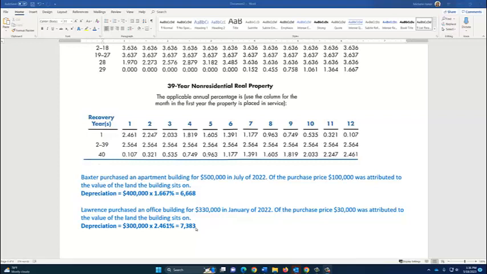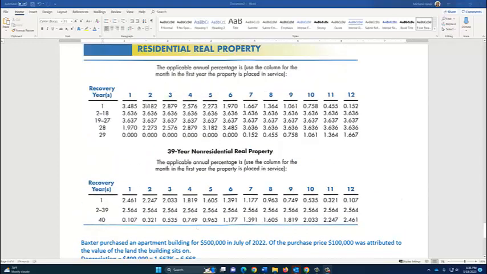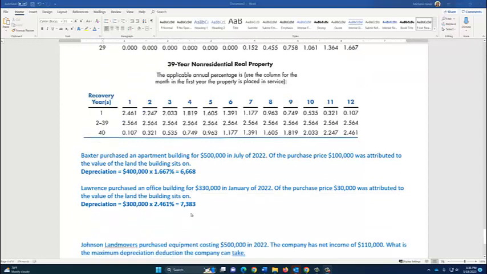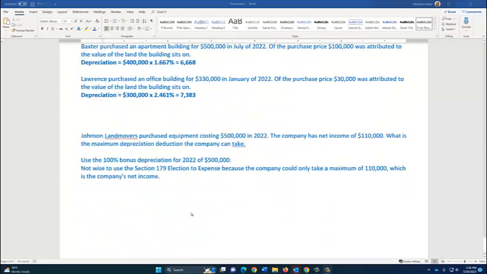So the depreciation on this office building will be $7,383. Remember, we cannot take Section 179 expense elections or bonus depreciation on real estate items. You can only choose to take the bonus depreciation on personal property purchases.